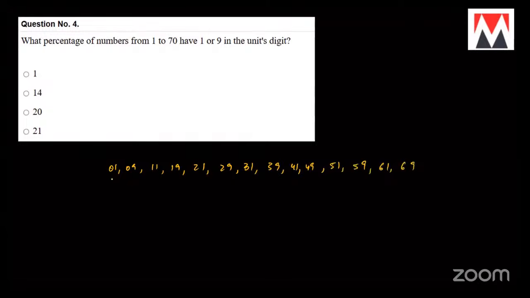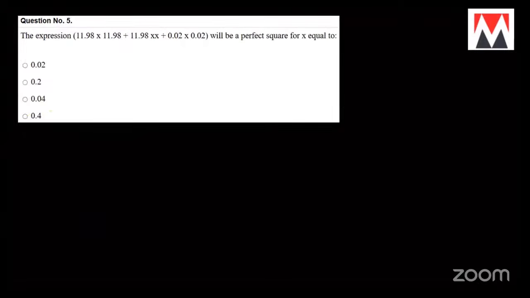So how many numbers are there? 1, 2, 3, 4, 5, 6, 7, 8, 9, 10, 11, 12, 13, 14. So there are 14 numbers out of 70. So what is the percentage? It is nothing but 20 percent, right? So answer is 20. Please do this question.